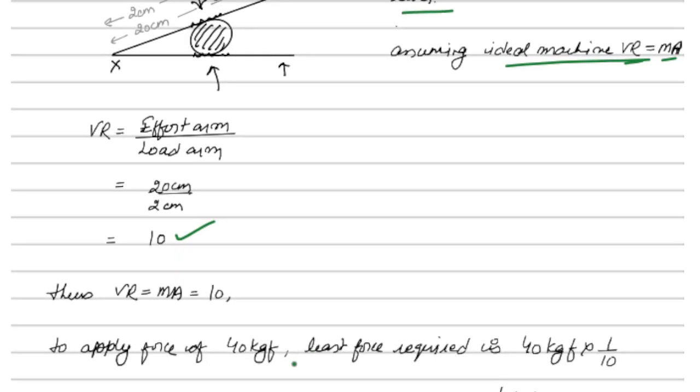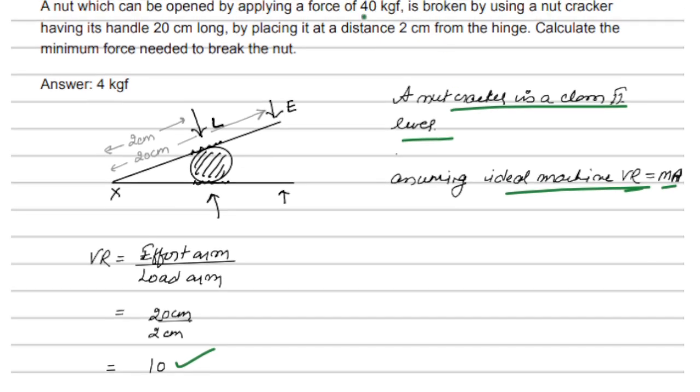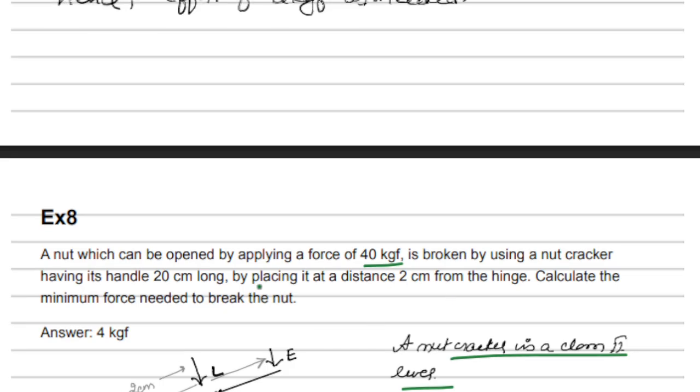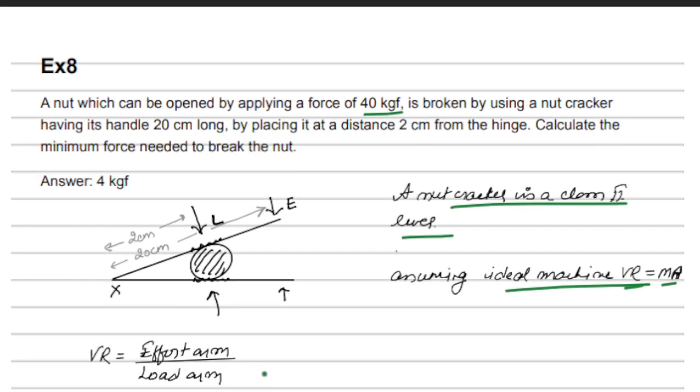What does that mean? If you want to get this much force, you just have to apply 1/10 of that force. So 1/10 of 40 will be 4 kgf. So we have to only apply 4 kgf of force to get this much force, which will be sufficient to crack the nut open.